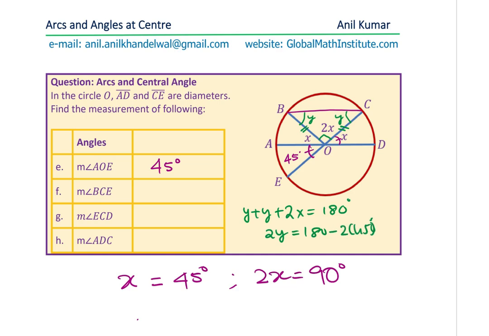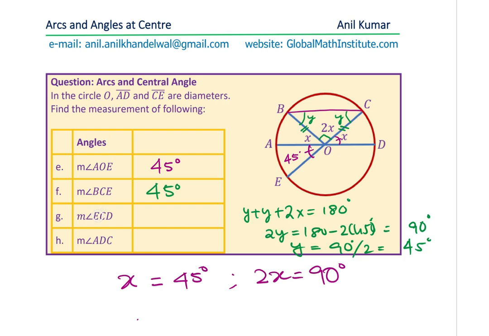We know that. And so that is 90 degrees. And therefore, y is equal to 90 degrees by 2, which is 45 degrees. So measurement of angle BCE is 45 degrees. Is that clear to you? Very typical, good example. We have to work it out.